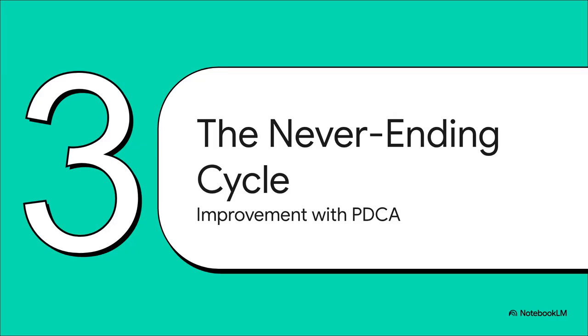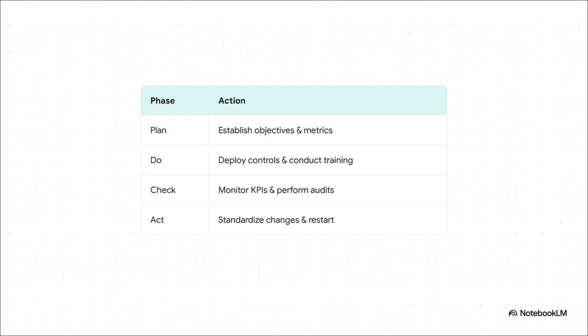Okay, so you found the why with RCA and the where with process mapping. Now for the big one. How do you actually implement, test, and lock in those improvements so they stick? This brings us to the never-ending cycle of improvement. And this is all powered by the PDCA cycle. Plan, do, check, act. It is such a simple but incredibly powerful framework.